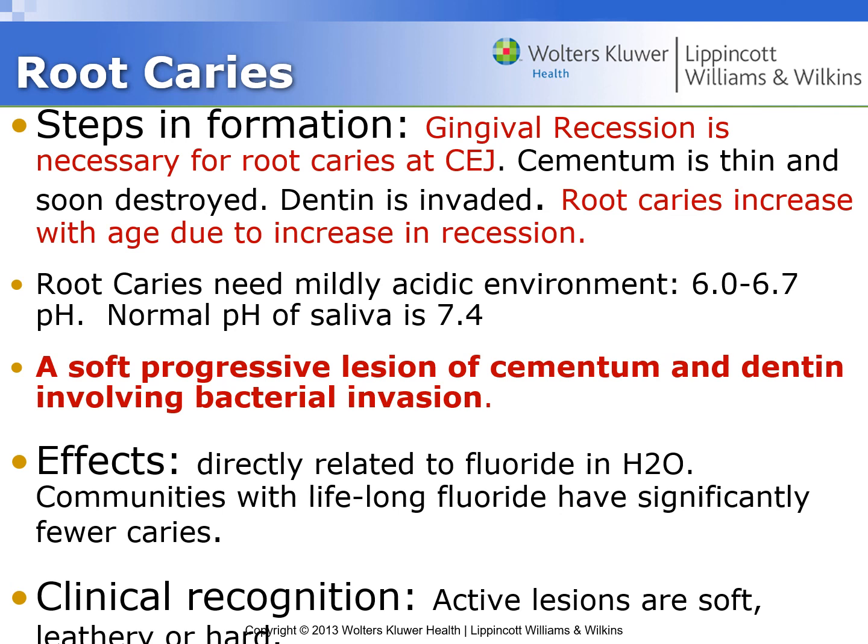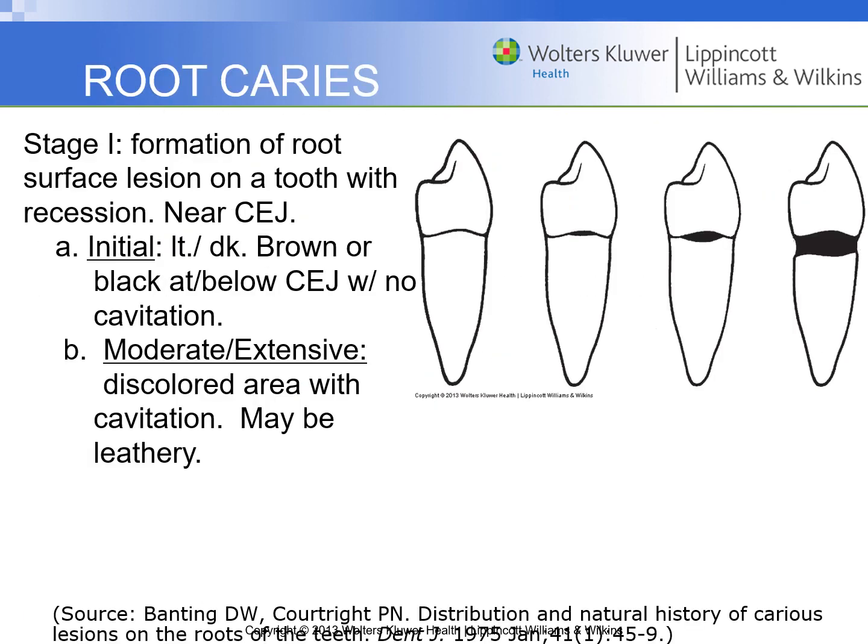For clinical recognition, you can see it. Active lesions are soft, leathery. They could be hard because maybe secondary dentin has formed over that softer dentin, trying to protect the tooth. So these are root caries in stages. Stage 1 is the formation of a root surface lesion at recession. So this is a normal tooth right here. This is the very, very beginning. That dark area is the very beginning right at the CEJ and near it.